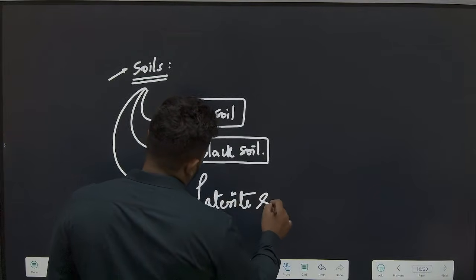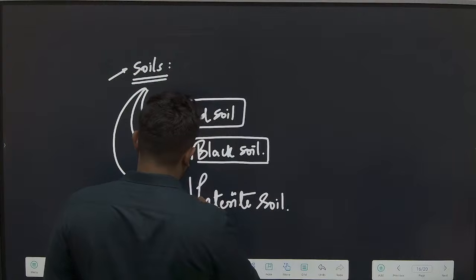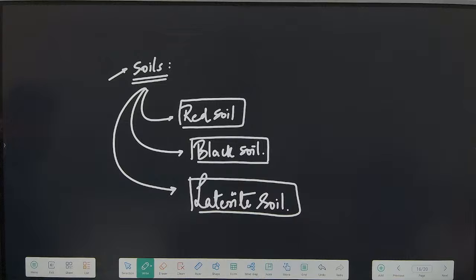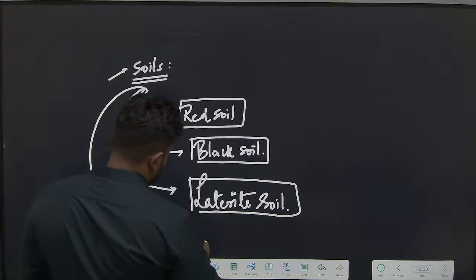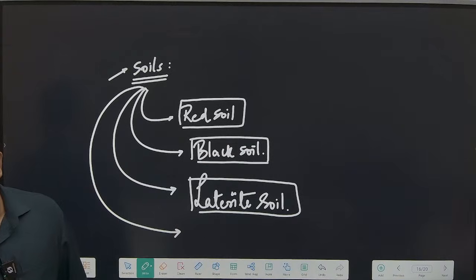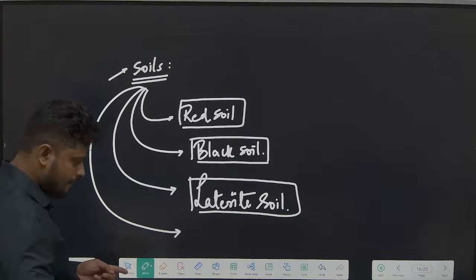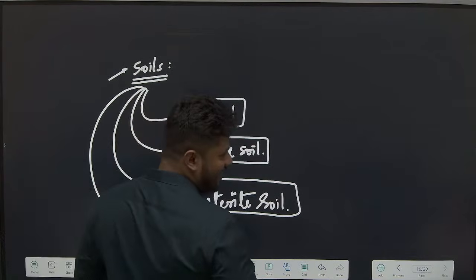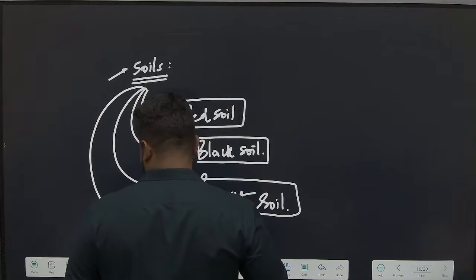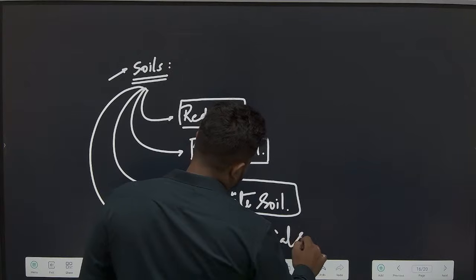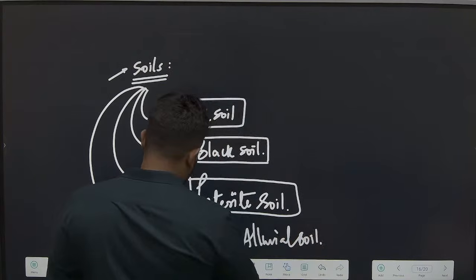Laterite soil. And which is the other soil type? Is there an alluvial? Yes. Is this coastal? Yeah, coastal plains. Yes, the coastal alluvial soil, the soil of deposition, correct?